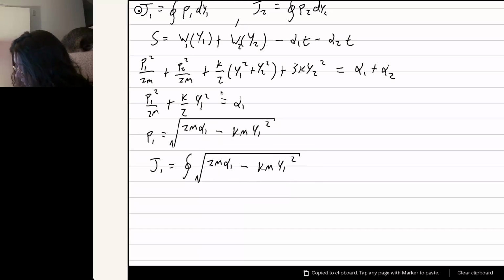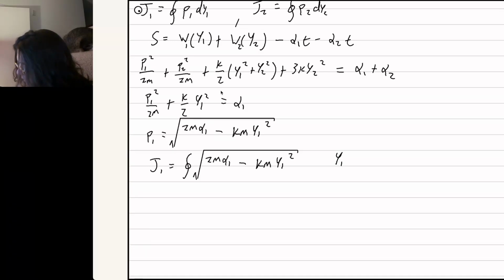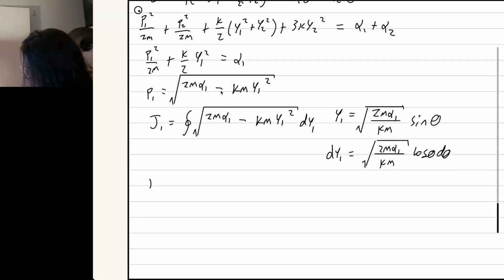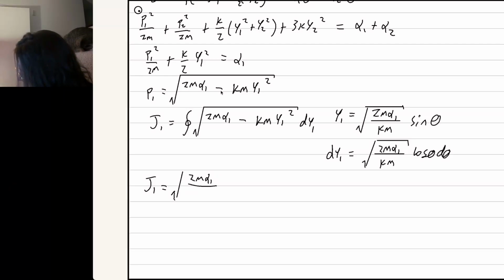Now I'm not going to write the bounds of this because they don't matter, because I'm just going to make a substitution anyway, where y1 will become the square root of 2m alpha 1 over km times sine theta. And so dy1, when we make this substitution, will be root 2m alpha 1 over km cosine theta d theta. So we'll rewrite the action integral as this stuff, 2m alpha 1 over km. Ha!